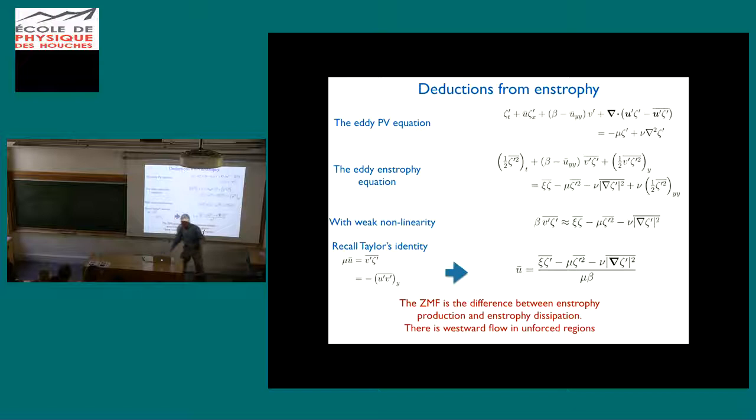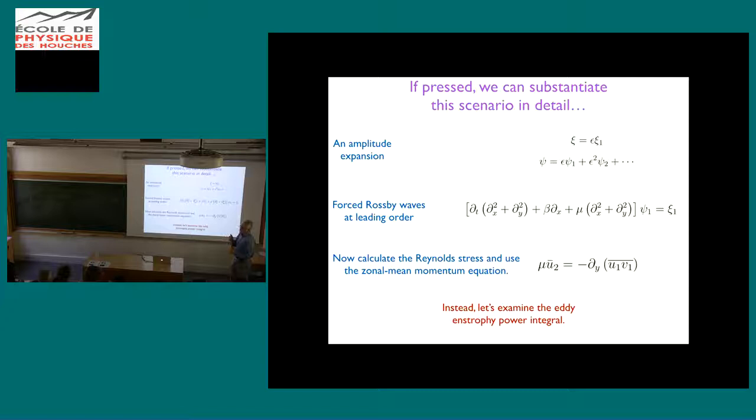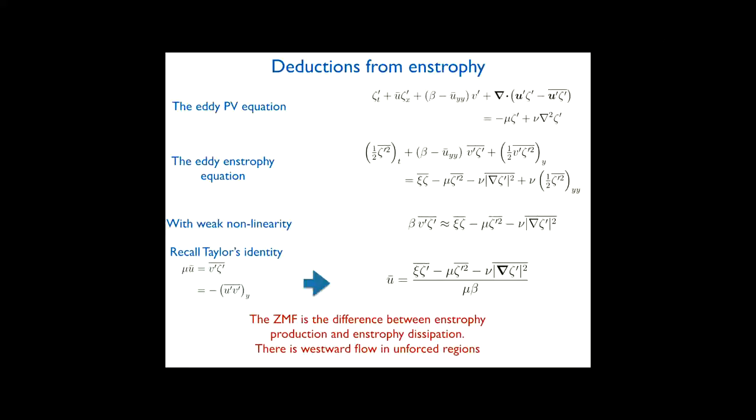But you assume that the zonal flow is small enough. Yeah, that's right. It's for the initial stage. Well, it's a restriction on the size of the forcing. But it's, you know, the first thing you'd do if you were thinking about this problem.